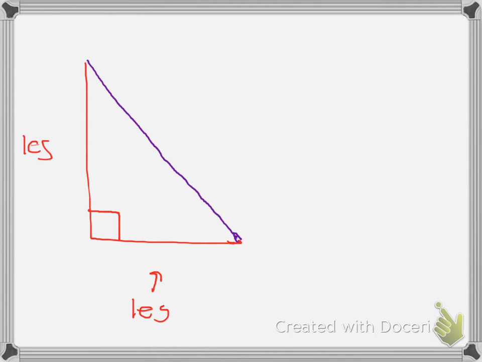Let's give them lengths A and B. But what's important about this is not the letters A and B, but the fact that those are the legs, the two sides making the right angle. The third side, which is in the purplish color there, not part of the right angle itself, we refer to as being opposite or across from the right angle. This we're going to call the hypotenuse.